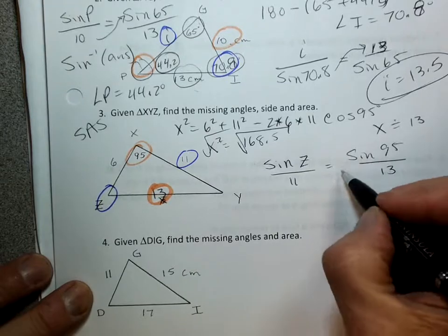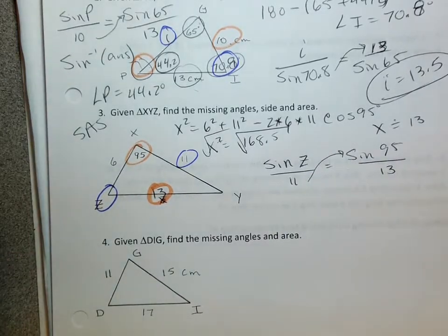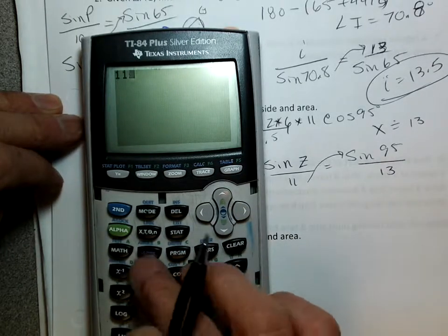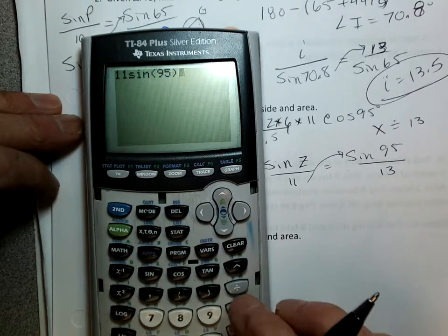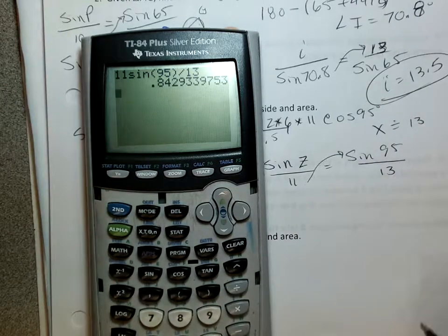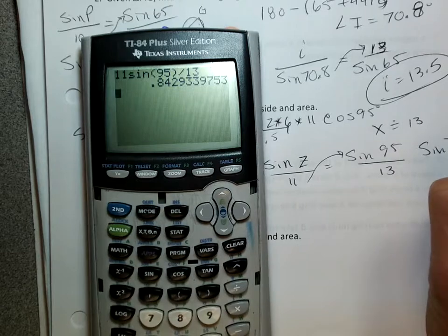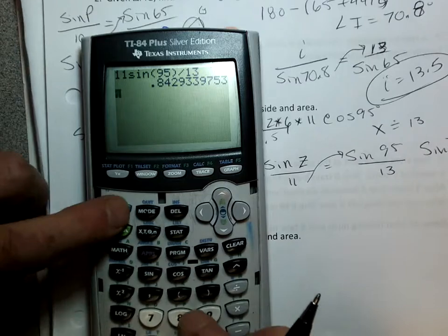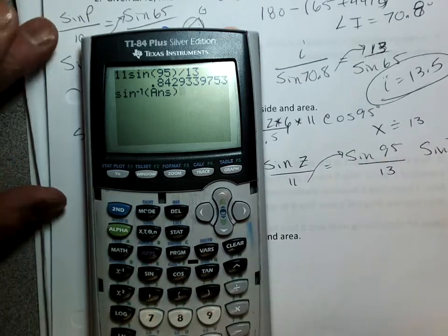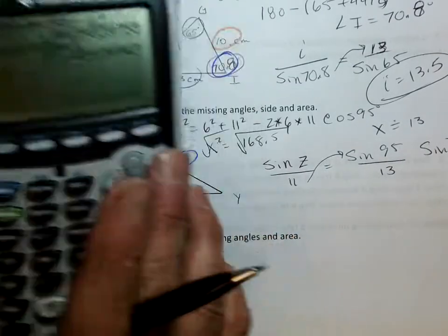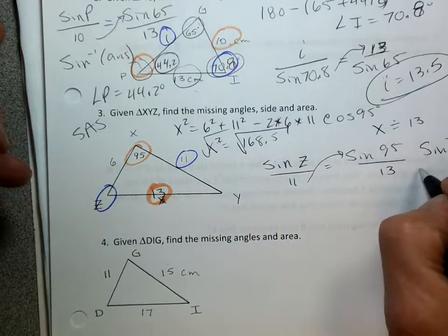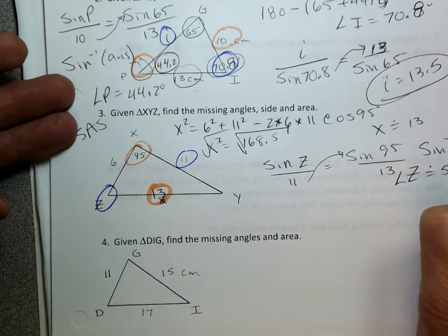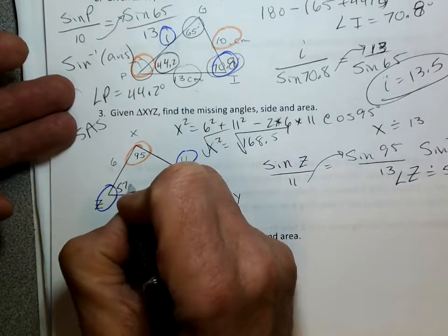Cross multiply, bring the 11 up there, and again, I'm just going to use my calculator to get that answer. So we're just going to go 11 sine 95 divided by 13, and I get a decimal, right? But I need to take the sine inverse of that answer because I need that angle, right? I need the angle, so always inverse, so it's sine inverse of that decimal, and I get about 57.5 degrees. Okay, so angle z is approximately 57.5 degrees.